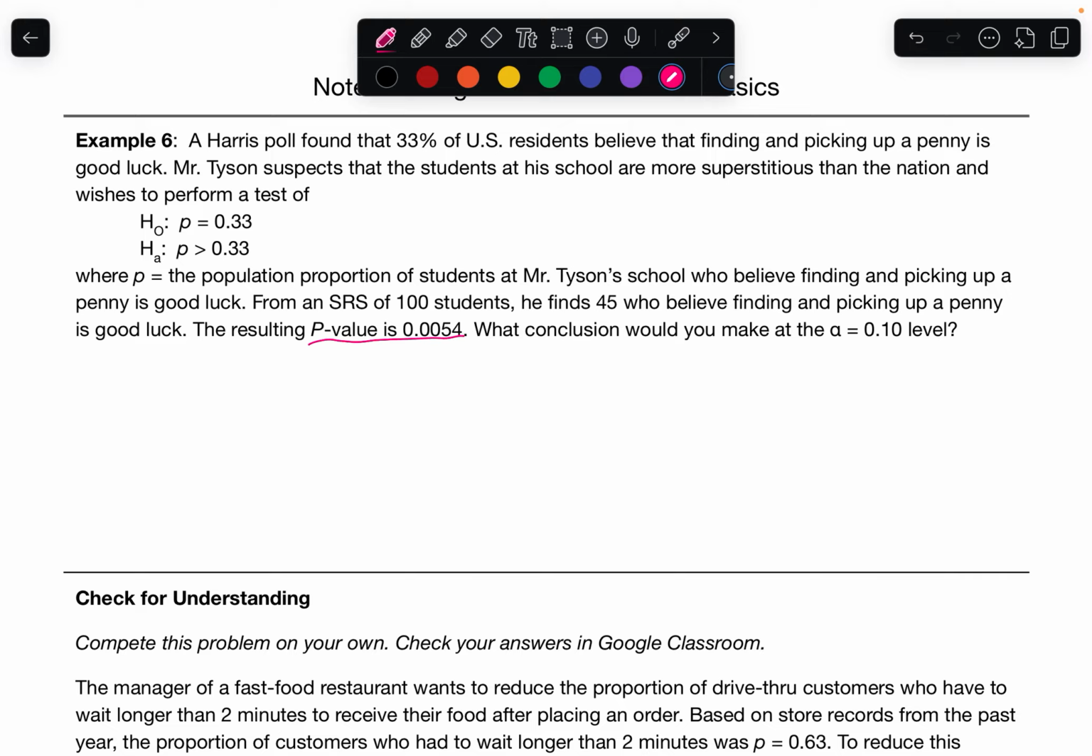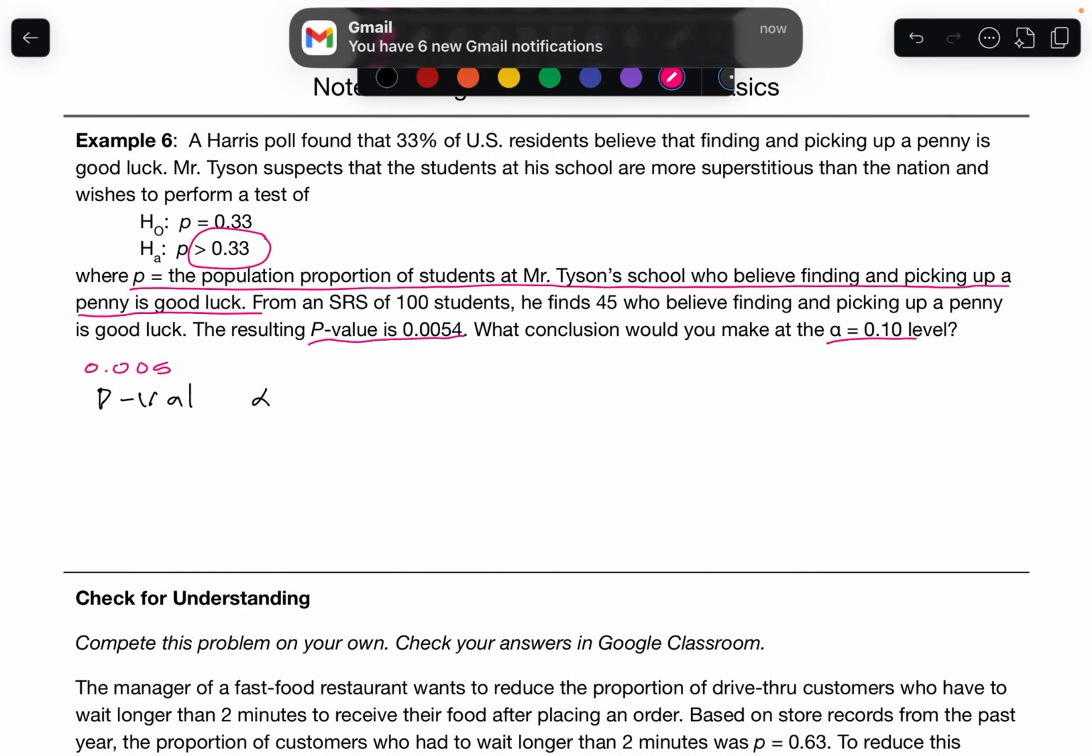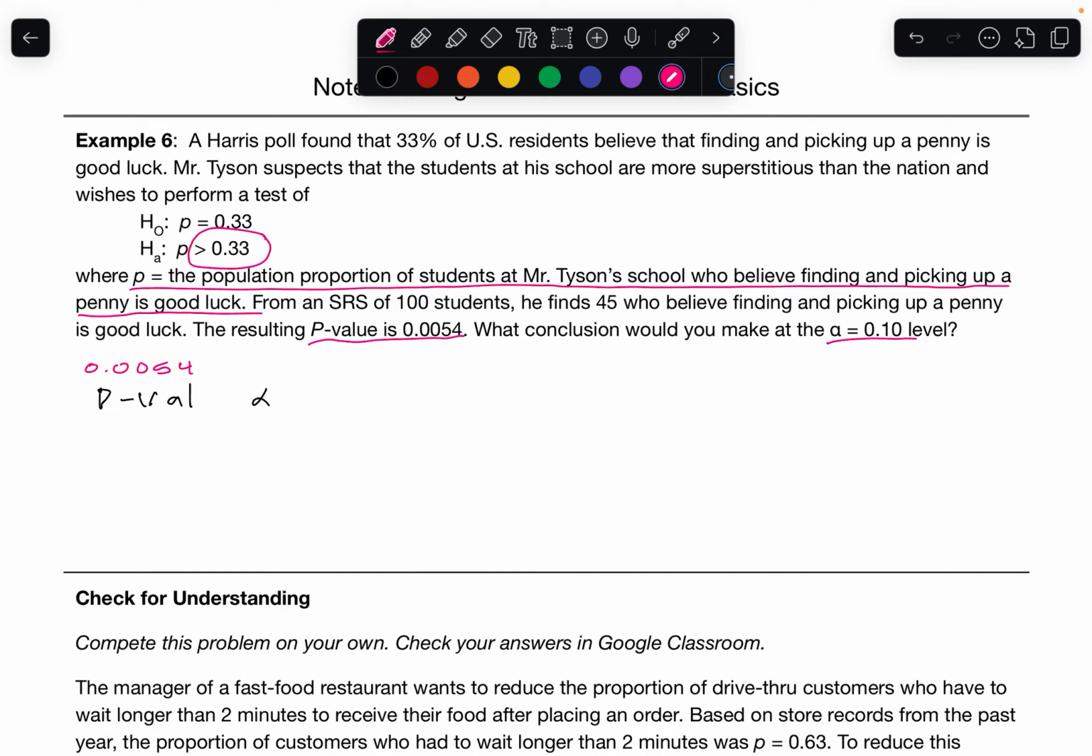So p-value, alpha, my definition of the proportion that I'm talking about, and then my alternative statement, which is that p is greater than 0.33. So we'll do a quick comparison. We want p-value versus alpha, and in this case our p-value is small, 0.0054, and our alpha is big, 0.10.